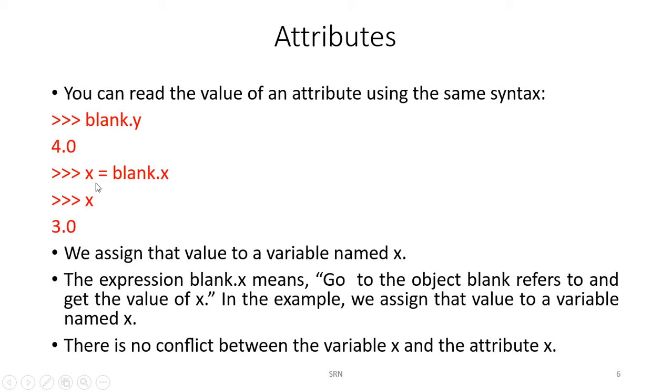This can be any variable, it need not be x only. But the reason we have taken x here is to show that the attribute name does not get confused with the variable name. The attribute name and the variable name can be the same. But if you use x with blank, that means you are trying to access the attribute. If you just use x, you are trying to access a regular variable. So when you write blank.x, it means go to the object blank and get the value of the attribute x. Similarly here, go to the object blank and get the value of the attribute y.